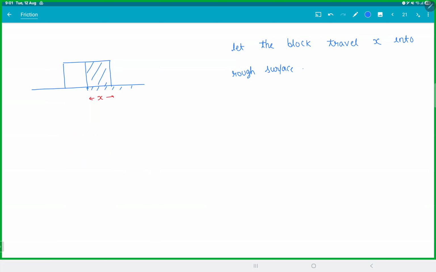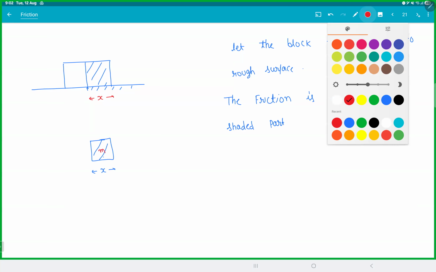Where is the normal reaction? It is there on both the legs. So the friction will be only due to the shaded part. Whichever part has entered into the rough part, only that will create the friction. The friction is only due to the shaded part. That means when I draw the FBD of only the shaded part, this distance will be x. So this block of weight also will be different, and it will be small m.